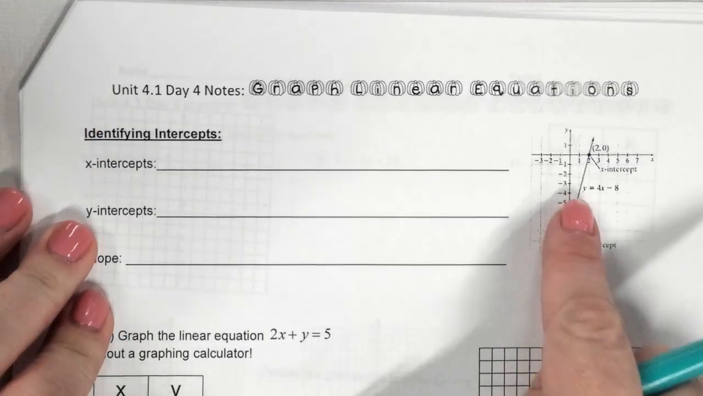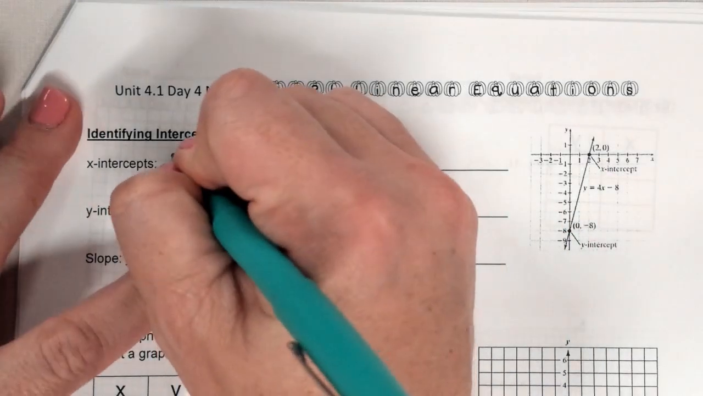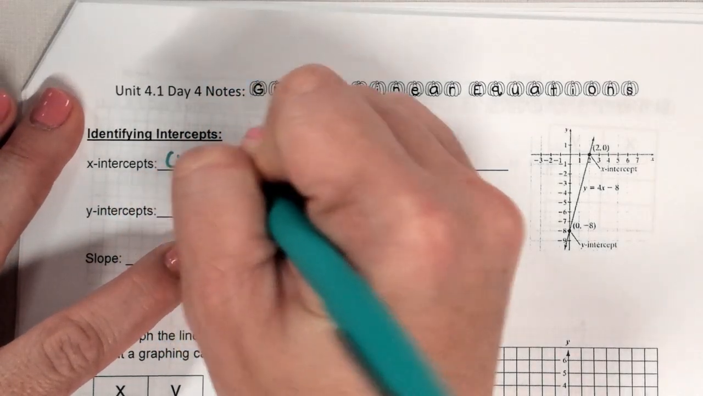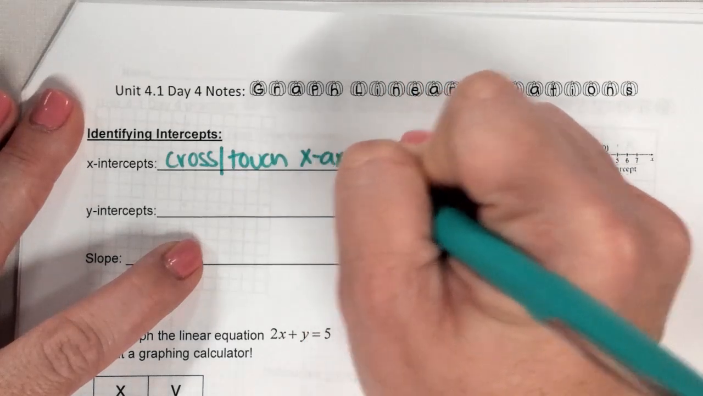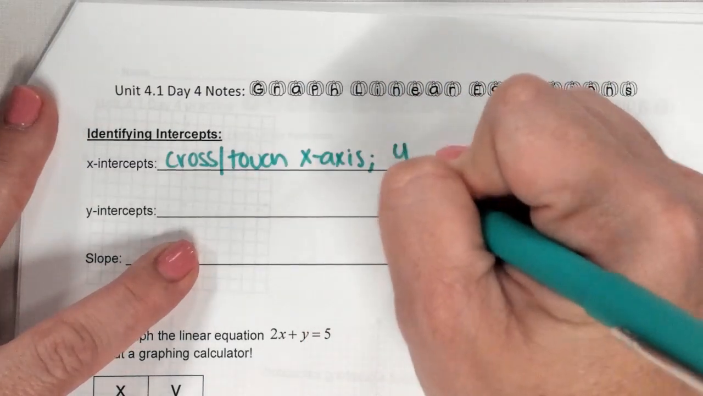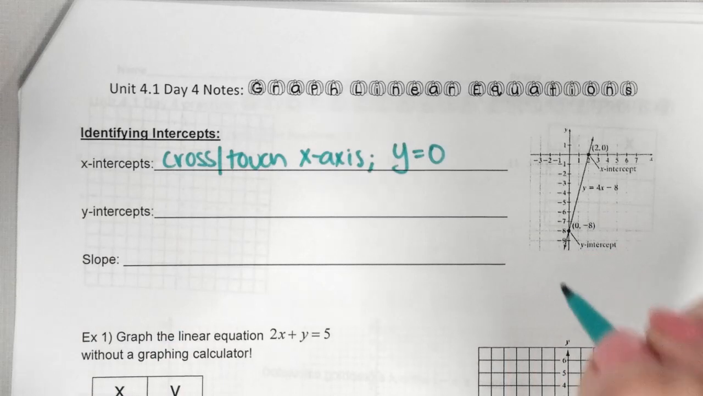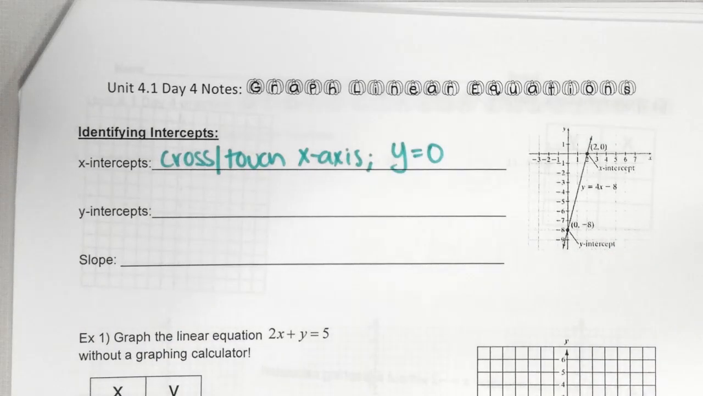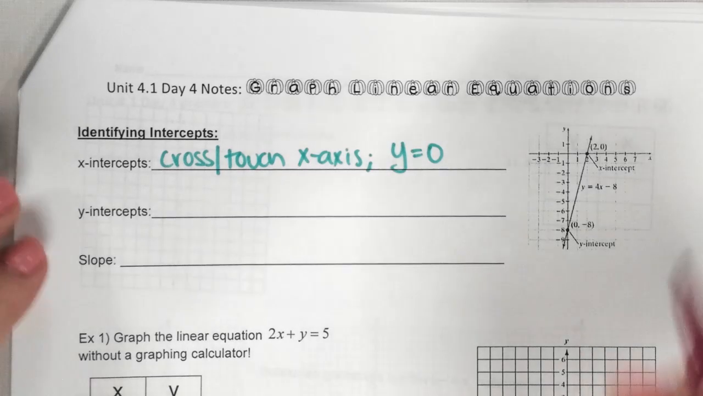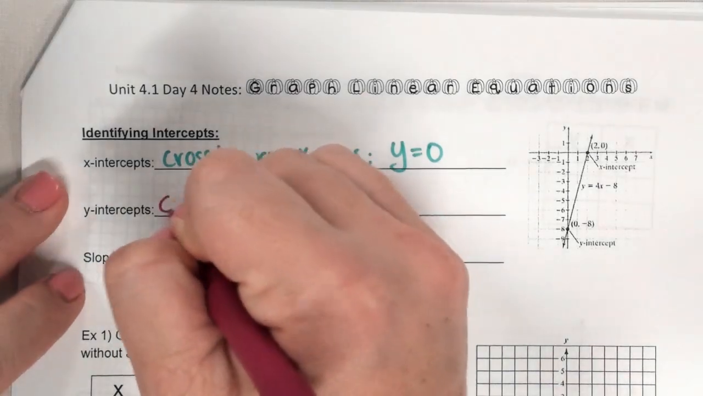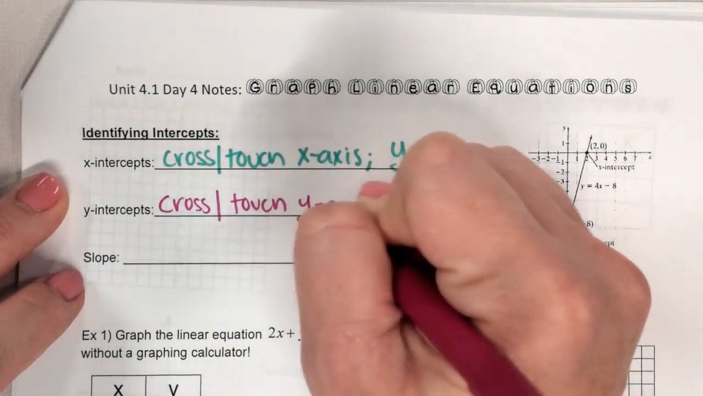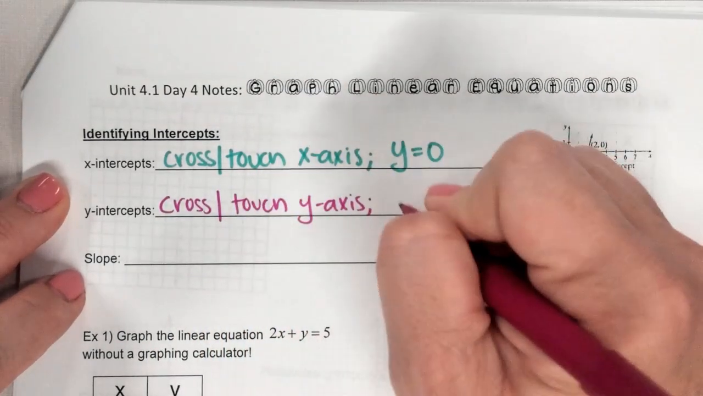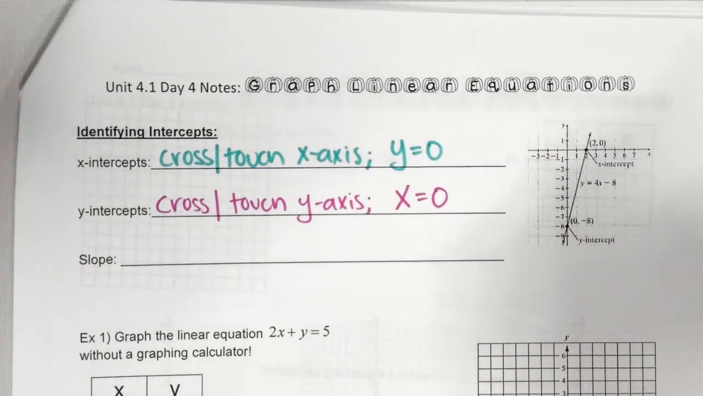They cross or touch the x-axis. The big thing we know too is that it's where y equals 0. That's the important thing to know. Okay, y-intercepts cross or touch the y-axis, and it's where x equals 0.